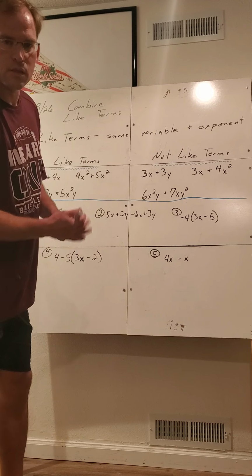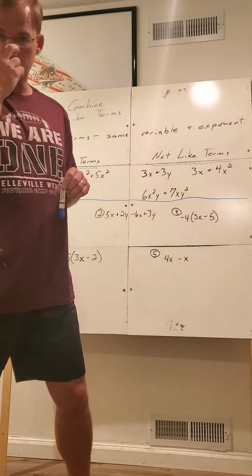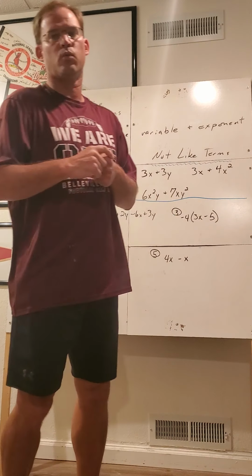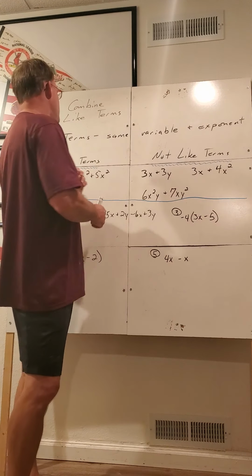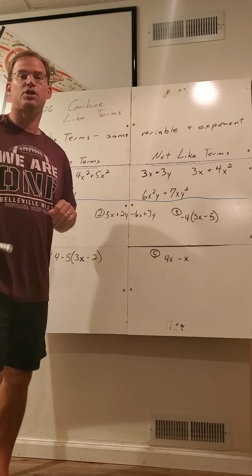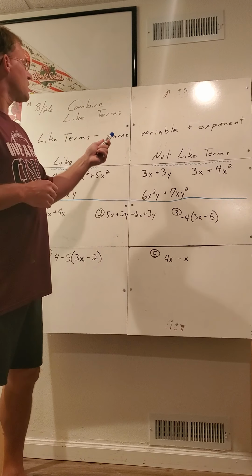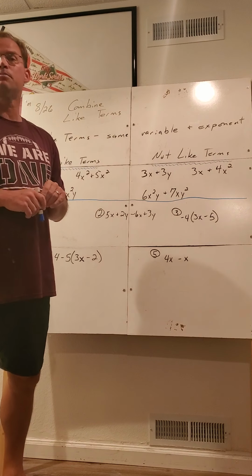Next lesson on this incredible adventure: combine like terms. Now, most likely this is something that you should be relatively familiar with, but we're going to run through it and remind you of a couple of things. First off, what are like terms? Write this definition in your notes. They are terms that have the same variable and exponent.